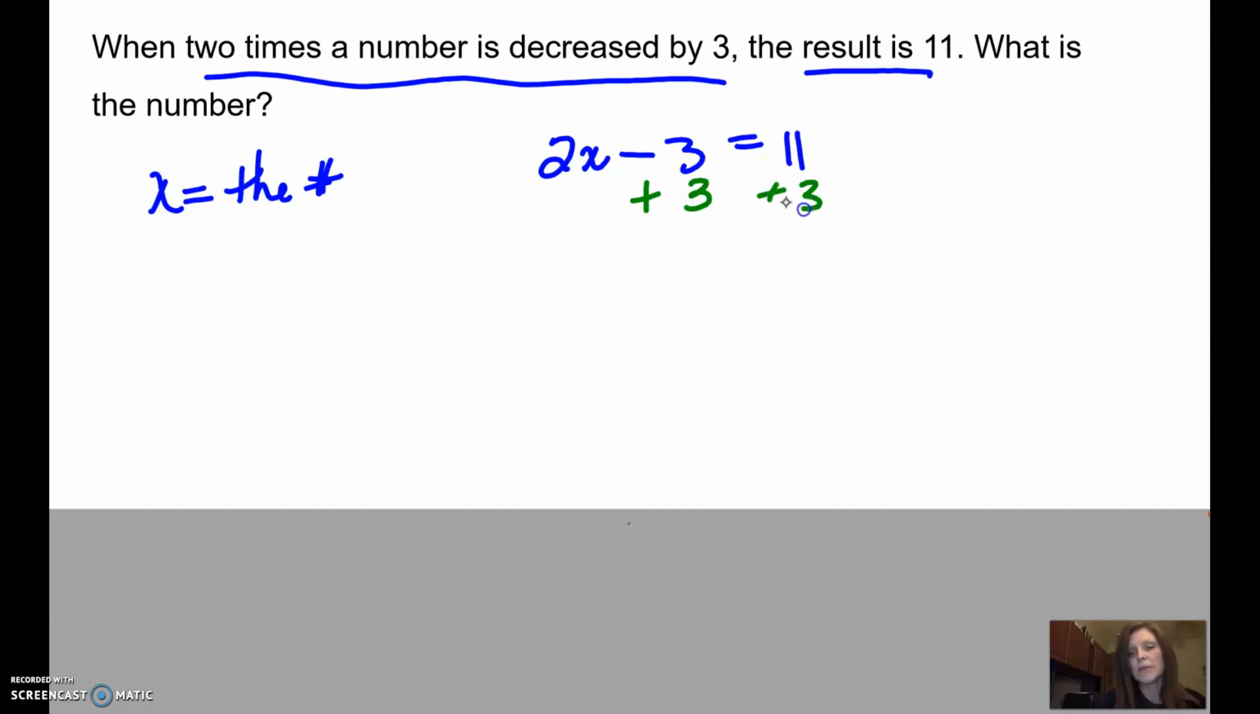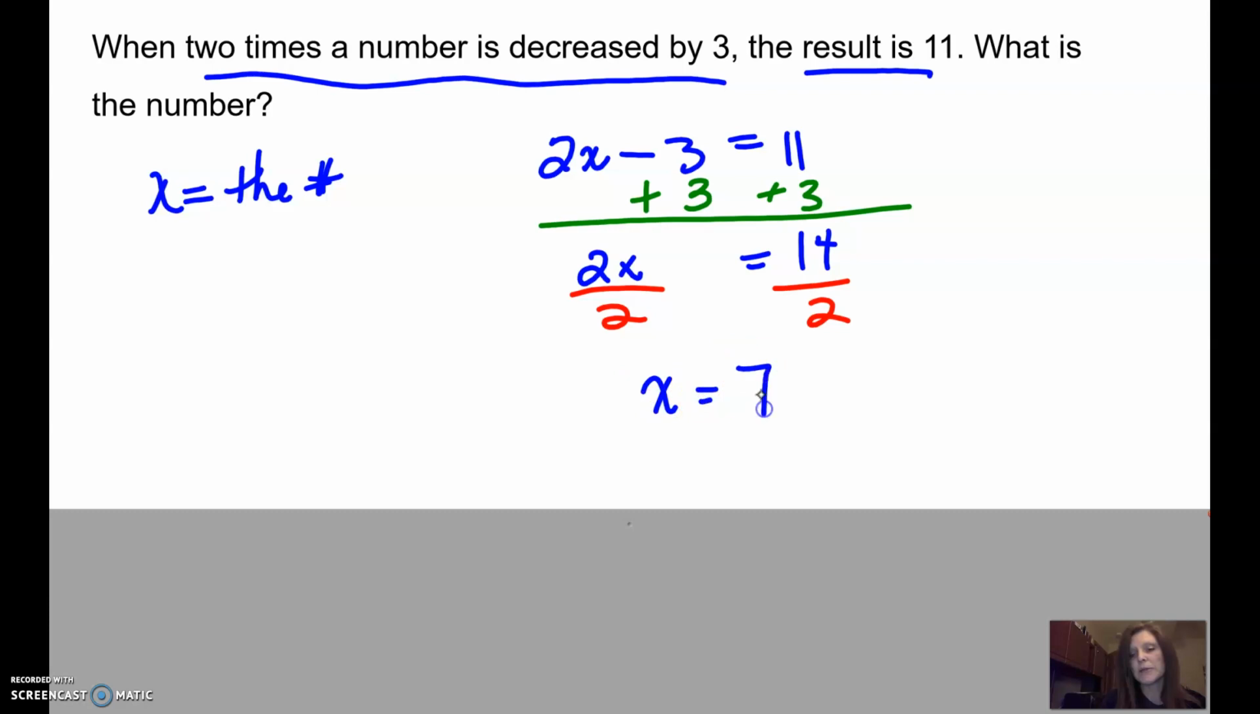Now I have a basic algebra equation and I solve using my steps. First, I'm going to isolate the term with the variable, and then I'm going to get the variable itself by itself. So I'll divide through by 2. And I'm going to get my final answer here of x equals 7. Now let me see if that works. So when 2 times a number is decreased by 3, 2 times 7 would be 14, decreased, subtract 3, yeah, that'd be 11. So this checks.